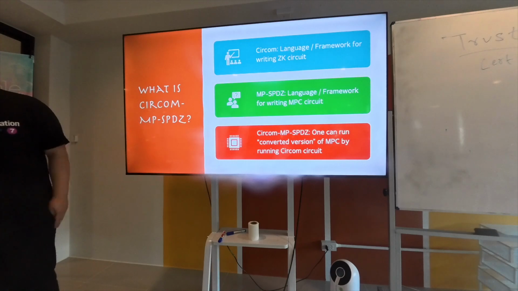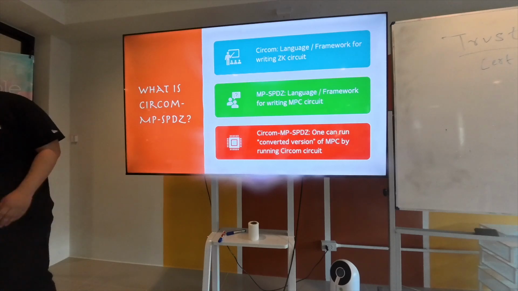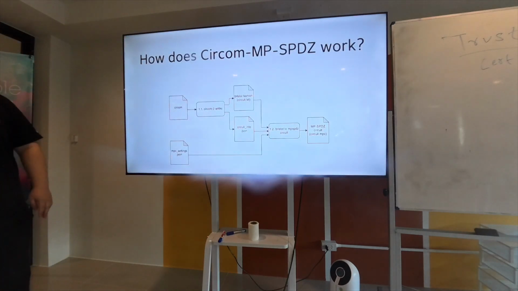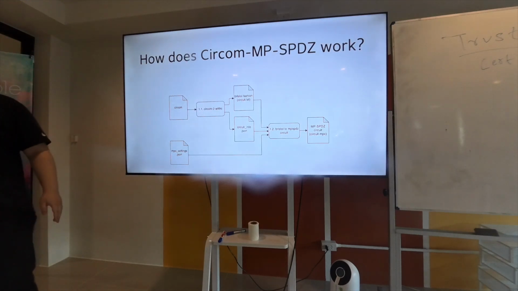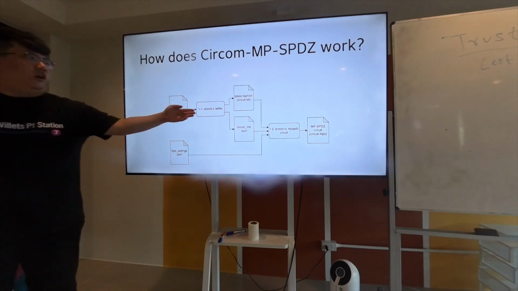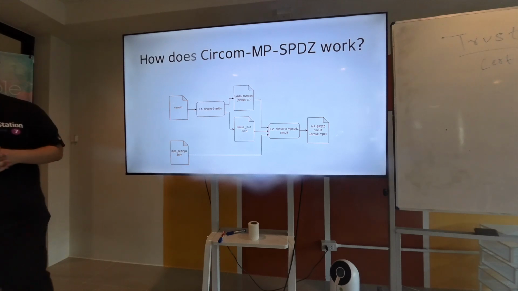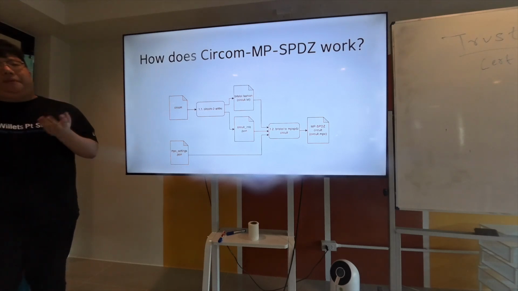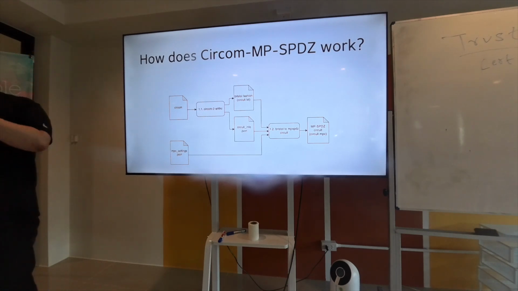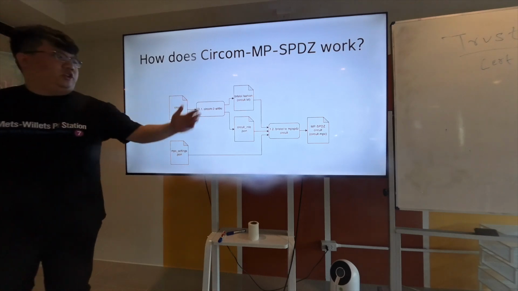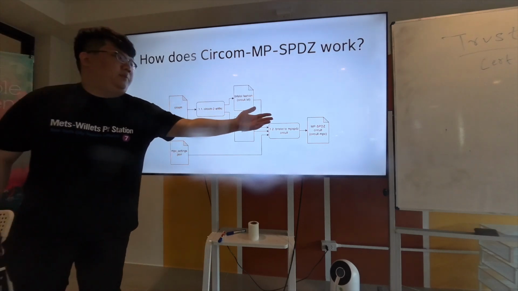Actually, a better expression than running is converting. This is the principle by which Circom to MP-SPDZ works. There's a Circom circuit, and using another tool, we can make a circuit in Bristol format. The Bristol circuit is an intermediate circuit that represents the circuit as text. Once we have this Bristol fashion circuit, we can convert it to the MP-SPDZ circuit.